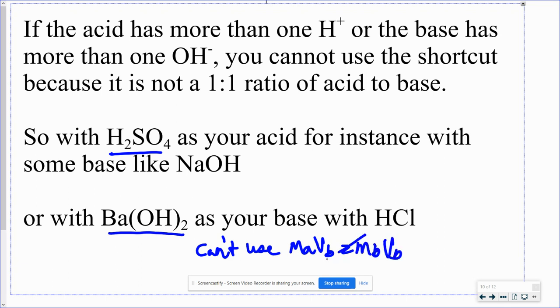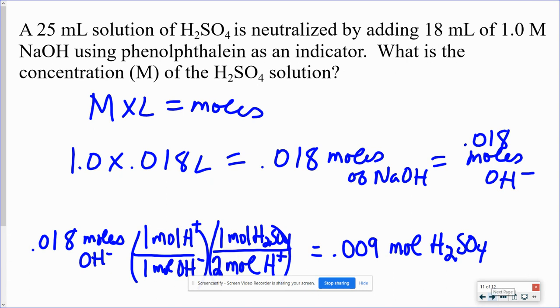Okay, so you can't use it if your acid has more than one H or your base has more than one OH. So I'm going to show you lastly one problem like that, because there's one on the lab that has you doing a neutralization with either your base has two OHs or your acid has two H's. So in this case, 25 milliliters of H2SO4 was neutralized by adding 18 mL of 1 molar NaOH. And so same beginning, the NaOH we used was 1 molar, and we used 18 milliliters of it.